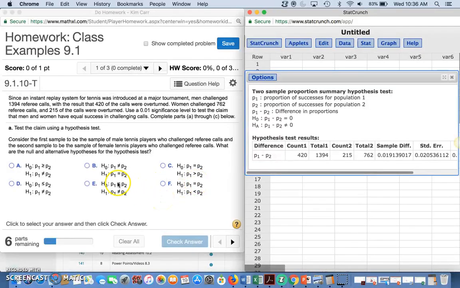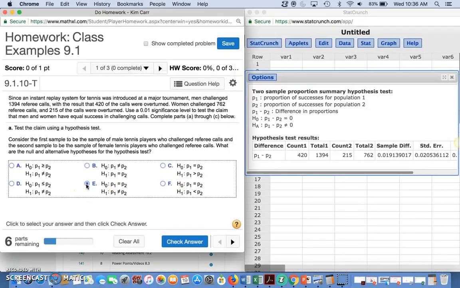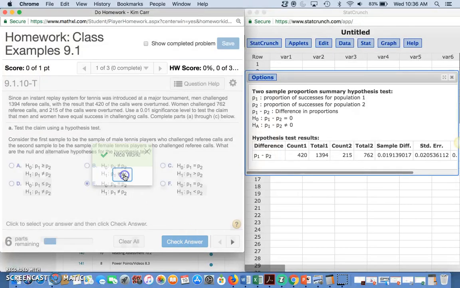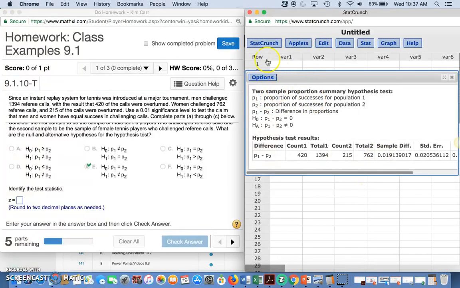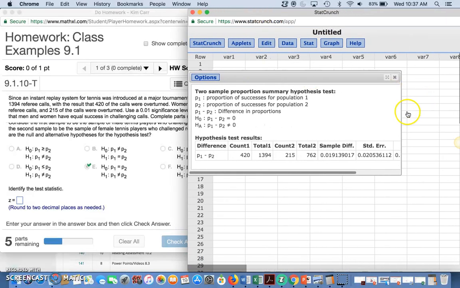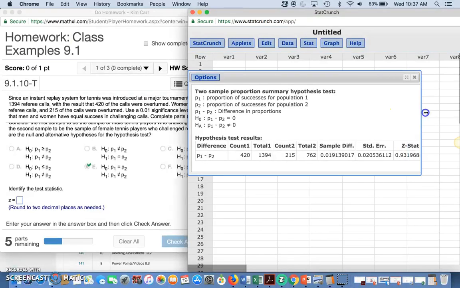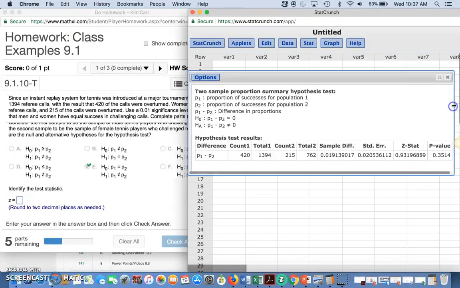Let's answer our questions. Our null always needs to be equal, and since we were doing the not equal, this would be the null and the alternative hypothesis. Now we want to use this output over here to answer our questions. We're going to need to see a little bit more of this because the Z and the P are the main things that we need.